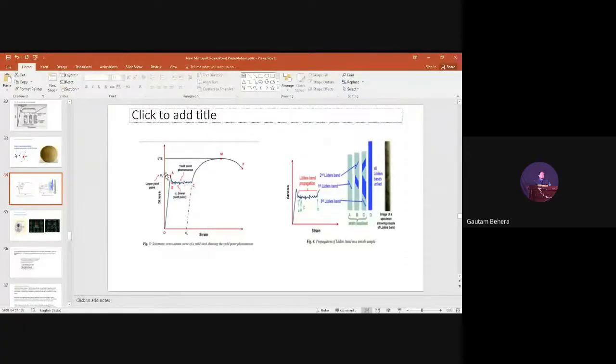Let me share this one. Okay, you can see here. Yes, this is the upper yield point, and this is the lower yield point here. So what is the main reason behind the upper yield point? Why is more stress required for plastic deformation? You have seen the video, everybody has seen the video, right? So what may be the reason?